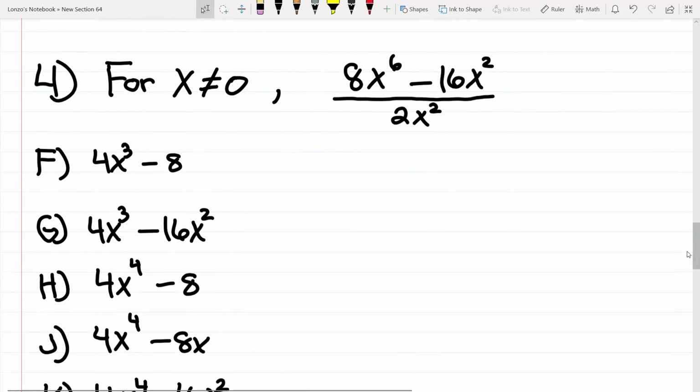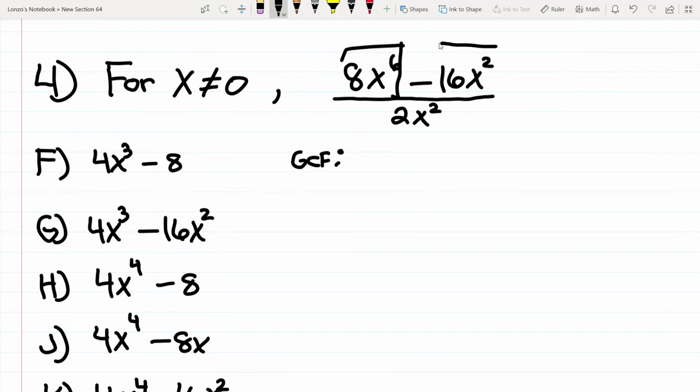Question 4. For where x does not equal 0, we have to simplify this rational function. We have 8x to the 6th minus 16x squared, all over 2x squared, right? So what would I do? I would just try to factor a GCF. So let's start with the numerator. You have two terms. This is one term, and then this is another, right?